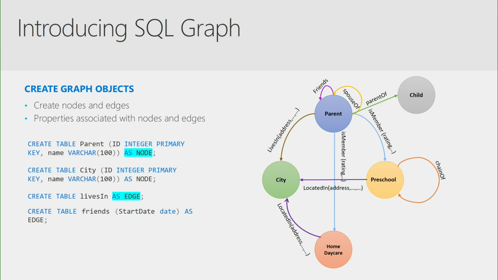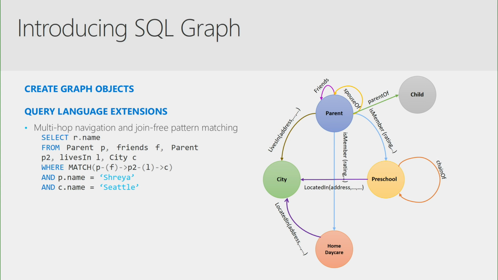You can see the new syntax for create table as a node. We are creating a parent node and a city node. And we are creating two edges, lives in and friends. So every time you create a node table in SQL, there will be one implicit column, node ID, created for you, which will uniquely identify every node in the system. And every time you create an edge, there will be three implicit columns, edge ID, from ID, and to ID, which will tell you which nodes this edge particularly connects. An edge may or may not have any attributes associated to it. Like in the example, you can see that the lives in edge does not have any attributes associated to it.